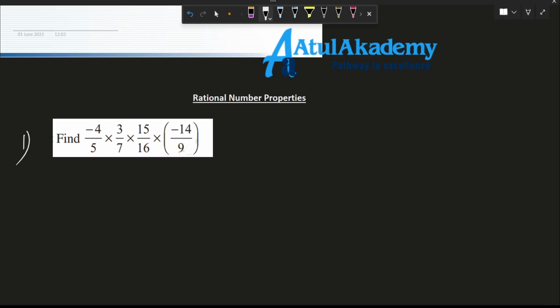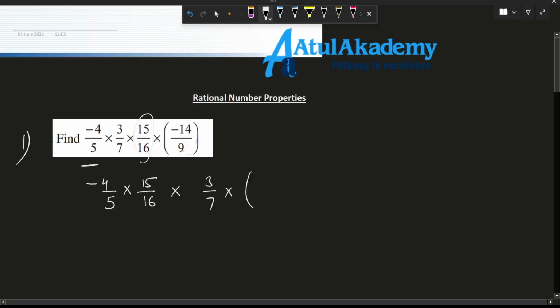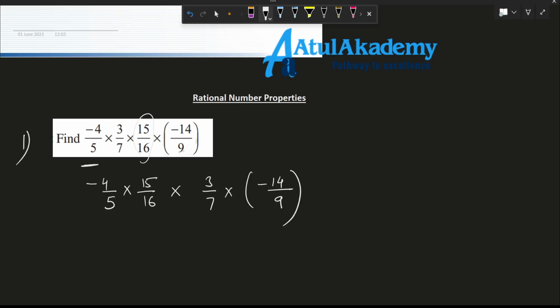Now when you see these rational numbers, do you see anything you can pair and cancel out? If I say this first one, minus 4 by 5, I pair with this 15 by 16, and this 3 by 7 I pair with this minus 14 by 9. I wrote it like that. Why? Because I can cancel this 4 and 16, 5 and 15. Here also 3 and 9, 7 and 14.